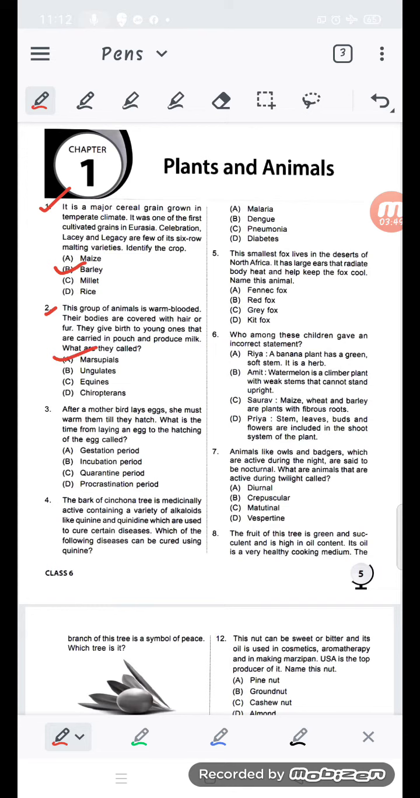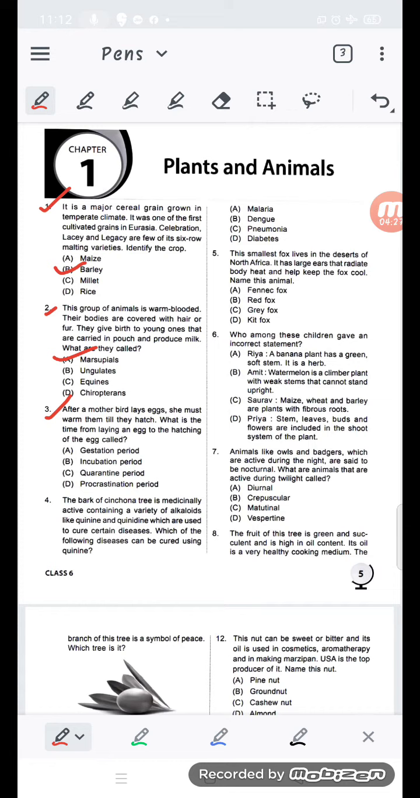Marsupials. Okay, coming to the third question: after a mother bird lays eggs, she must warm them till they hatch. Okay, you know, you have seen that a hen is sitting on the egg. So for what? So that it gets warm, and for a few days they sit on their eggs. After that, the small baby comes out of the egg. So this is the way the bird lays eggs. She must keep them warm till they hatch.